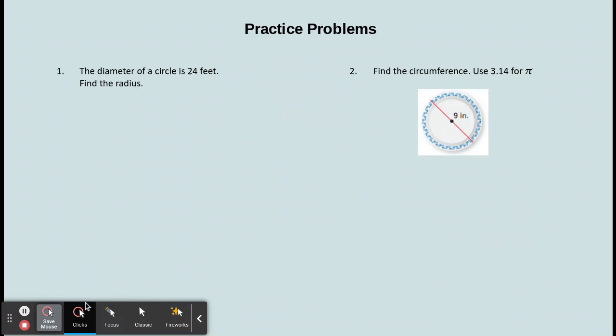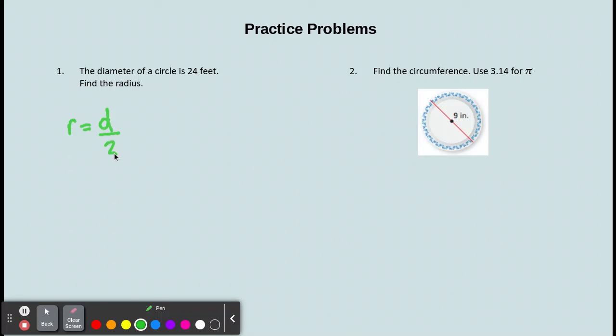Okay, first practice problem. It says here that we have a diameter of 24 feet and we want to find the radius. Remember, our radius is the same as diameter divided by 2. So you simply need to plug this 24 feet in for your diameter and you'll find your radius. Okay, problem number 2.